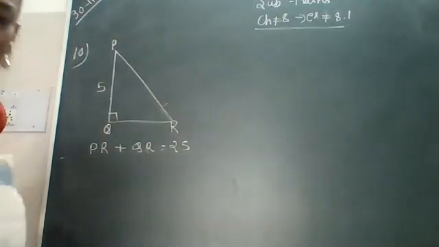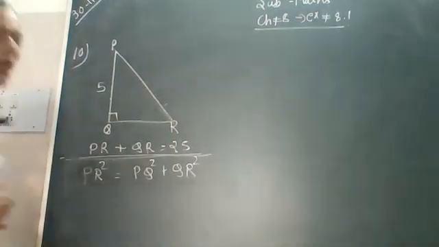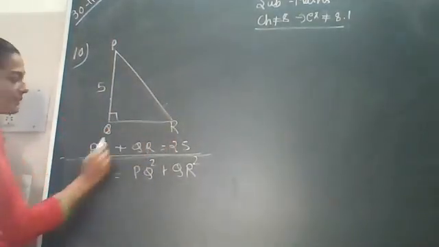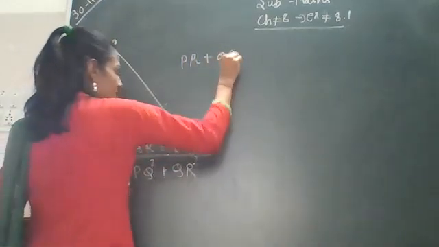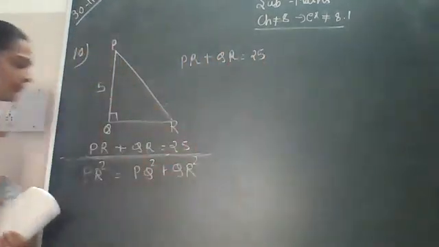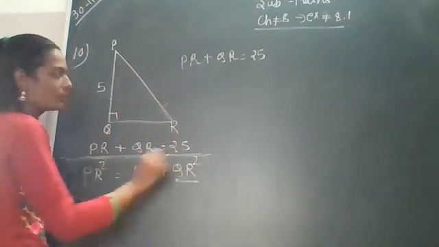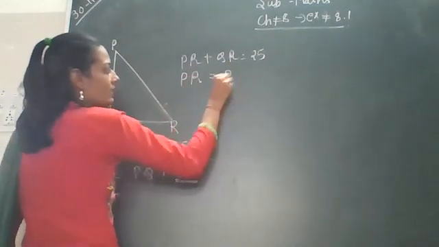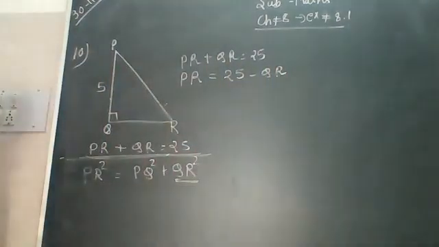So what will you do now? See, already we have that PR square is equal to PQ square plus QR square. And we have been given that PR plus QR is equal to 25. Right? Now we are just separating one of them, so we are putting QR aside. So what will become? PR is equal to 25 minus QR, that we can write.